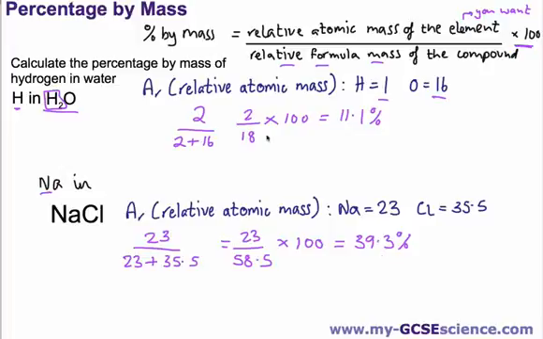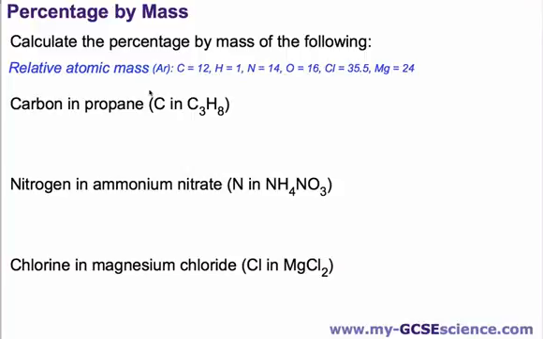Now what's probably a good idea is if you have a go at a few yourself. Here are all the relative atomic masses you need for these 3 questions, written out there for you so you don't have to go looking them up. The first one is carbon in propane, which is C in C3H8, nitrogen in ammonium nitrate, which is N in NH4NO3, and chlorine in magnesium chloride, which is Cl in MgCl2. So it's probably worth pausing here, having a go at these 3 yourself, and then you can check your answers in a moment.